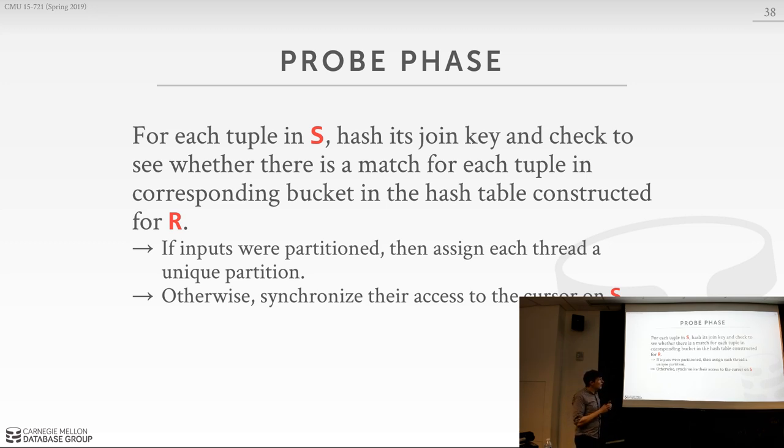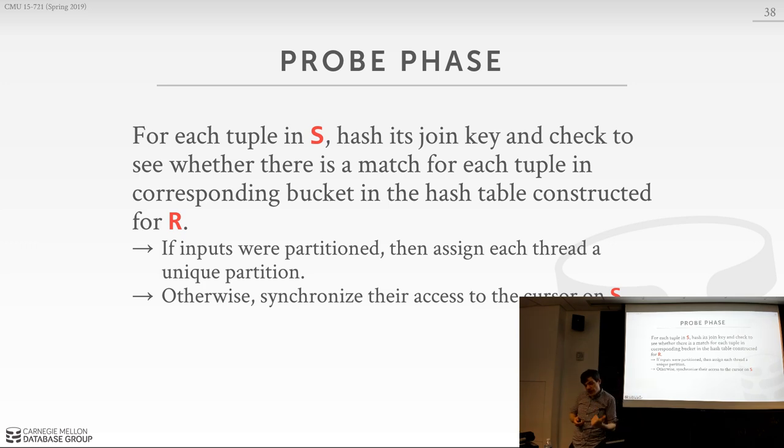So if our inputs were partitioned, then we're going to assign each thread its own partition, because that way they operate on data that's guaranteed to be local to it and in the portion of the hash table that's local to it. If it's not partitioned, then you essentially have one cursor doing a sequential scan, or you break up into morsels and everyone feeds in a bunch of data and does whatever they want to do.